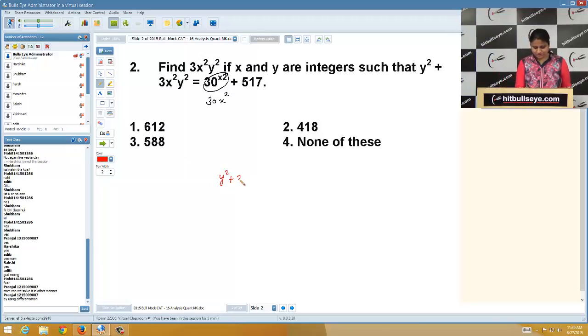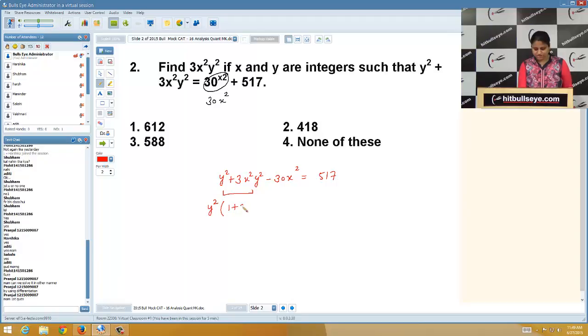It says y square plus 3x square y square minus 30x square is equal to 517. X and y are integers, so every positive and negative whole number including 0 is allowed. X and y can take any value out of integers. Are you getting me, Pranjal? So we will try to make factors. Y square is common, so I am left with 1 plus 3x square.